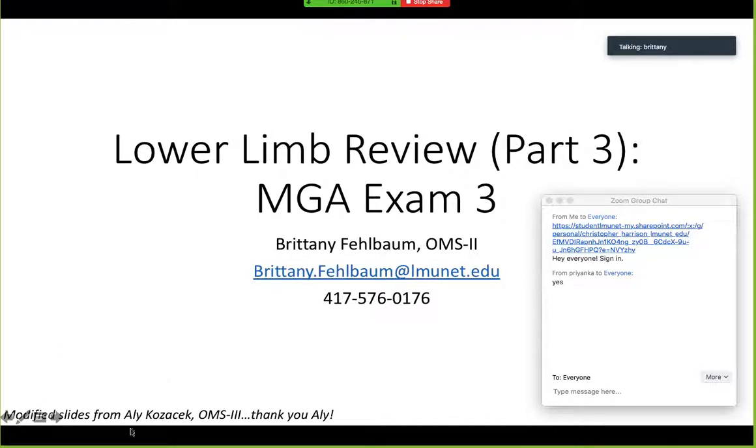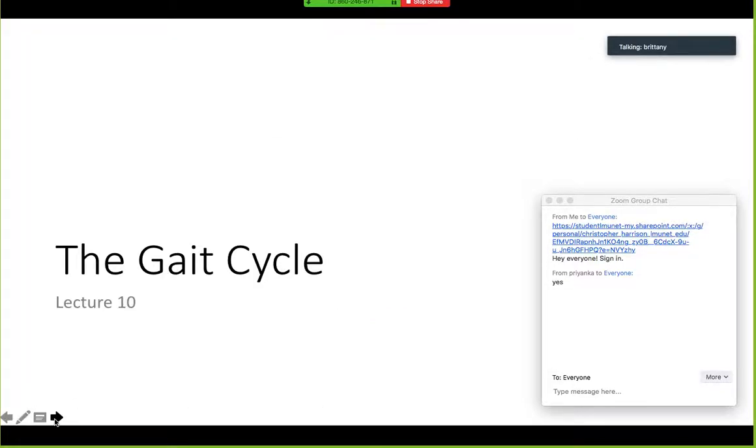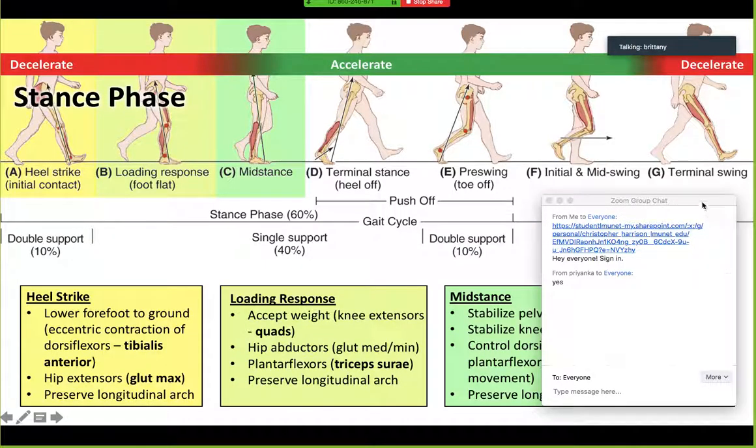A lot of these slides came from Allie because they were just so good. I added in a few of my own slides here and there, and since we're getting close, I put stars next to everything that I remember being a question from last year or based on listening to the lectures again, just picking up on those subtle hints. So hopefully that helps. I'm going to go through the gait cycle fairly quickly.